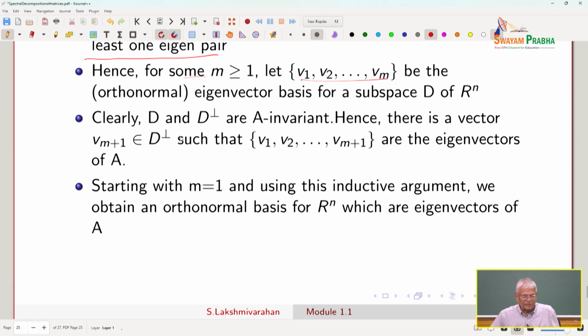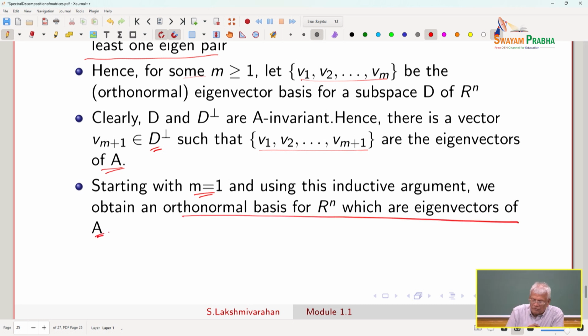Hence, there is a vector Vm plus 1 belonging to D perpendicular such that V1, V2, ..., Vm plus 1 are eigenvectors of A. That means, if you give me a set of m eigenvectors, I can now compute the m plus 1th eigenvector. So, starting with m equal to 1, using this inductive argument, we can obtain an orthonormal basis for Rn of eigenvectors of A. I hope you are all with me now. It is a sequence of improvements.